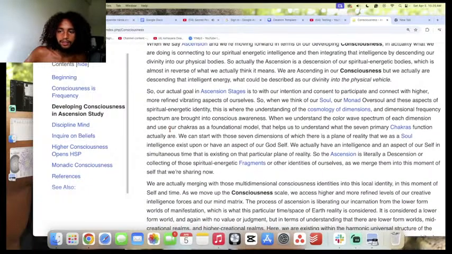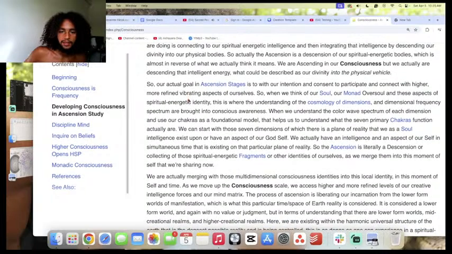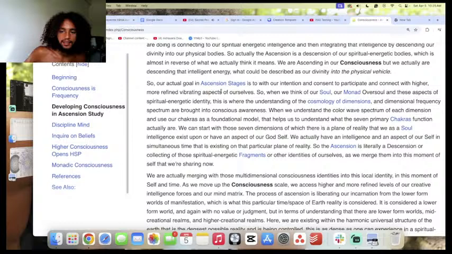And in relation to what we were just reading, let's continue. So our actual goal in ascension stages is, with our intention and consent, to participate and connect with higher and more refined vibrating aspects of ourself. So when we think of our soul, our monad, oversoul, and these aspects of spiritual energetic identity, this is where the understanding of cosmology of dimensions and the dimensional frequency spectrum are brought into conscious awareness.